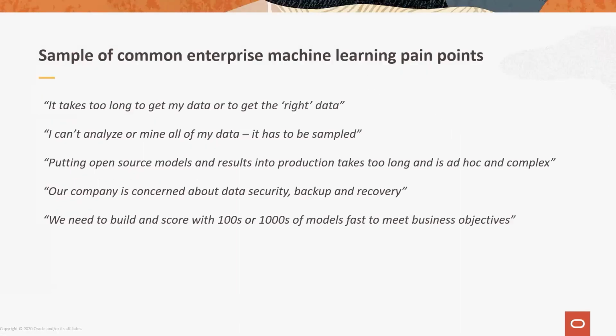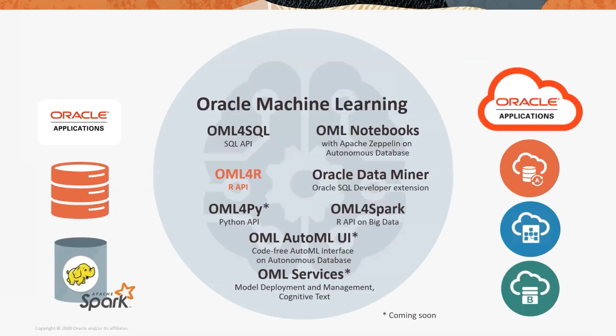So let's explore some of the pain points enterprise data scientists and other data professionals experience in their machine learning projects. For example, you might hear it takes too long to get the data or to load the data, or getting models into production takes too long or is complex. In other cases, there are concerns about data security, where the data is pulled into non-secure environments and maintained there. Yet others will cite scalability and performance as a major concern, among others. So this is where Oracle Machine Learning comes in.